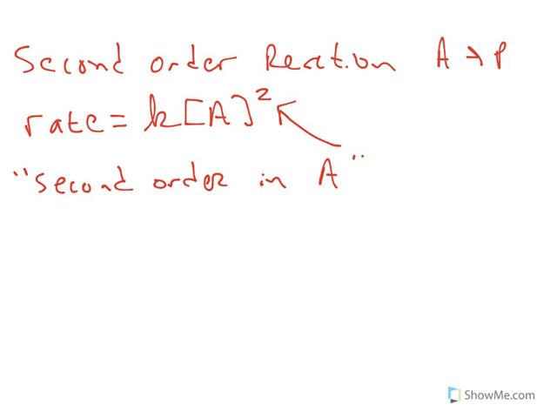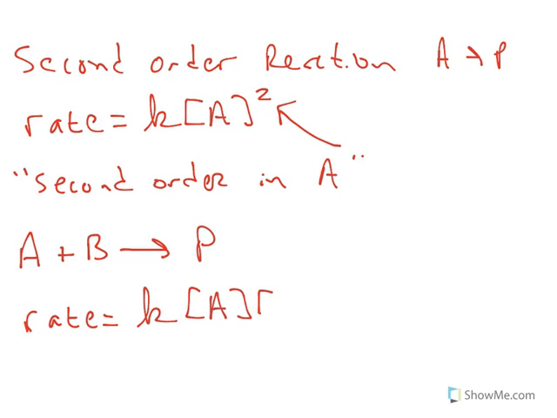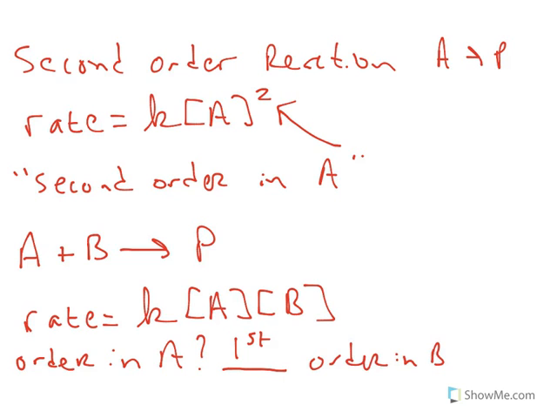All right, we can make it a little more complicated. Why don't we say we've got A plus B going to P. Now we have 2 components, or 2 reactants. So what if I gave you a rate law like so? Go ahead and ask the question: order in A? Just look at the exponent. Easy as that. From the rate law, you can really quickly tell me what order the reaction is. Order in A is first. Order in B is also first.